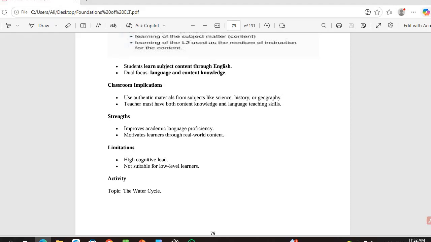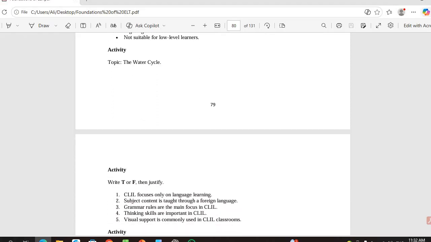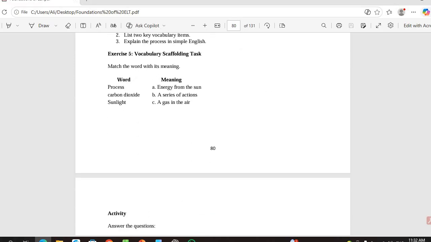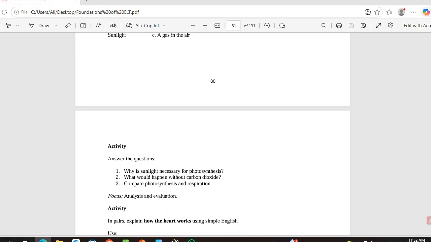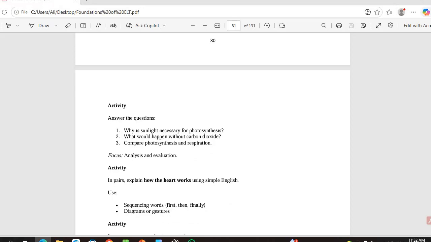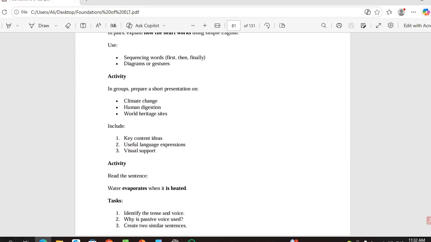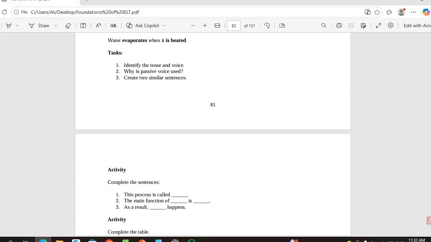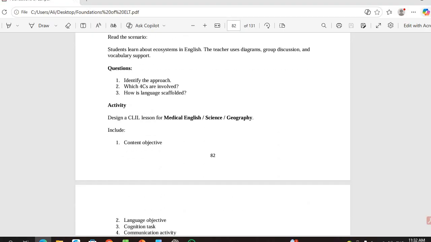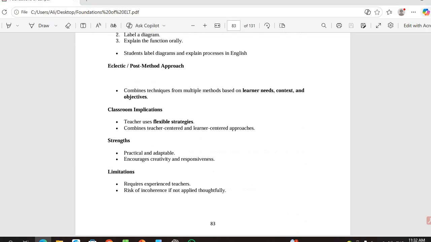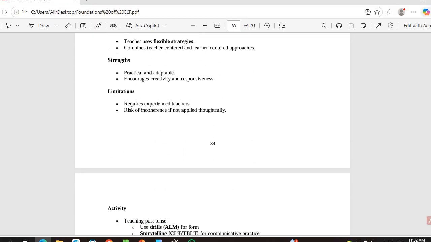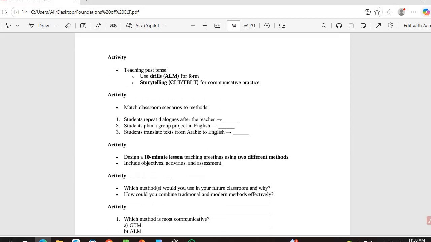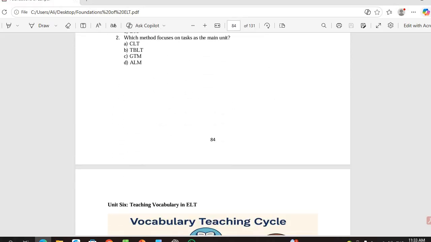So these are the activities about the content and language integrated methodology. You need to do all these activities about it.